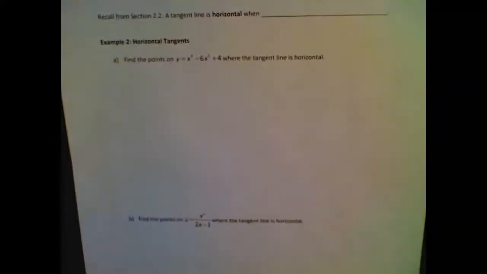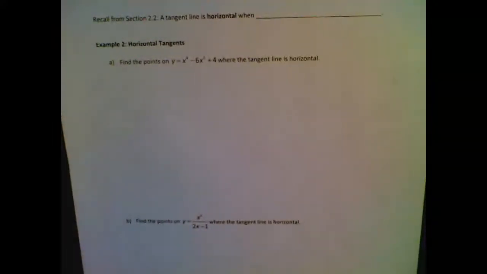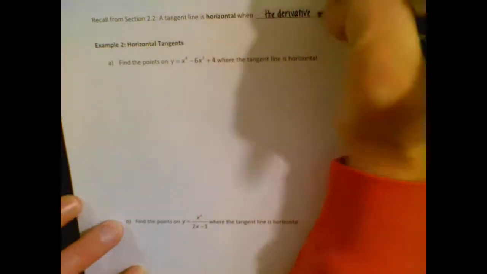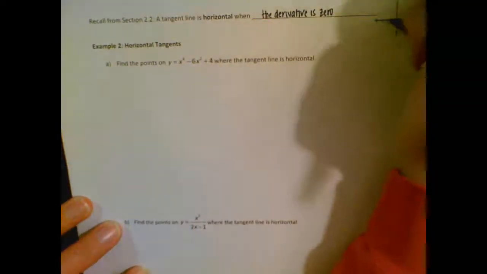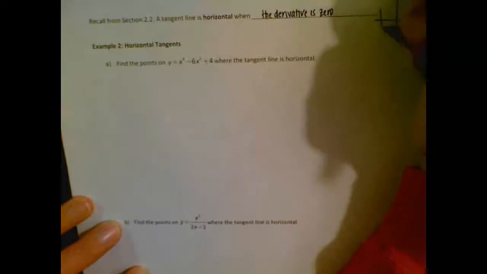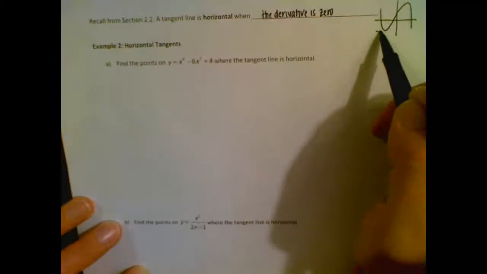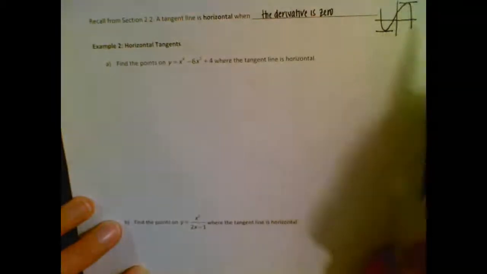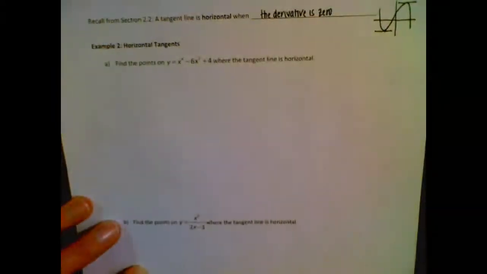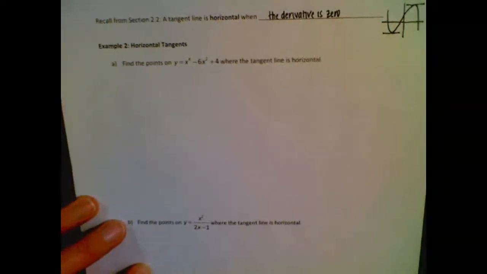Now we're going to be talking about horizontal tangents. We talked a little bit about this when we were looking at the graphs. But we know that a tangent line is horizontal when the derivative is 0. Think about when we were looking at graphs of curvy shapes like this. Remember we were saying that the tangent line is horizontal here and here, and that would mean that its derivative would be 0 at those points. So that's all we're talking about when we're talking about a tangent line being horizontal.